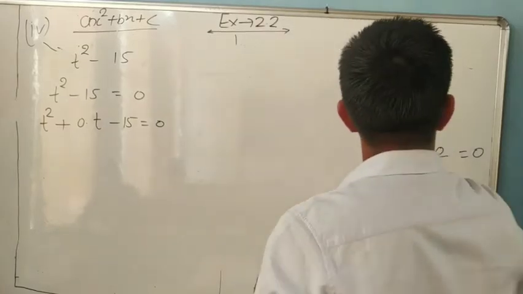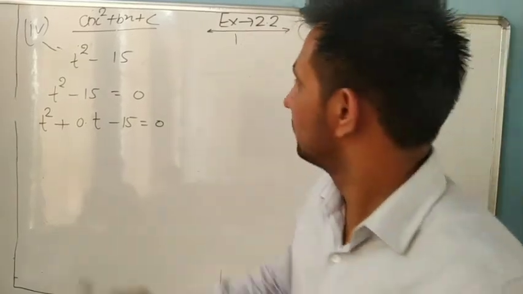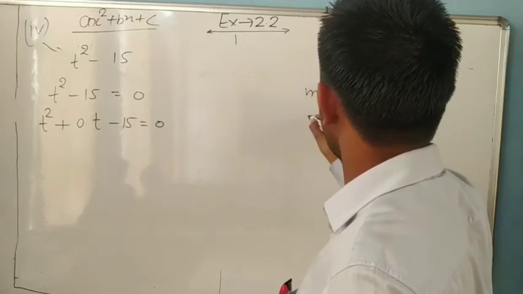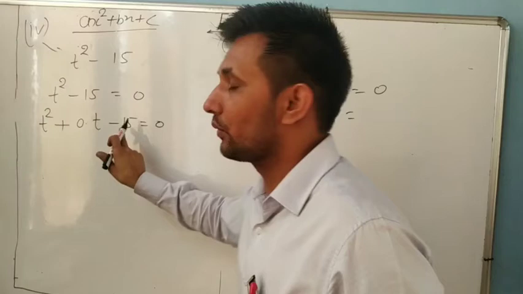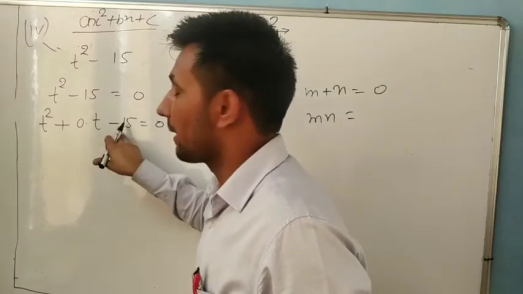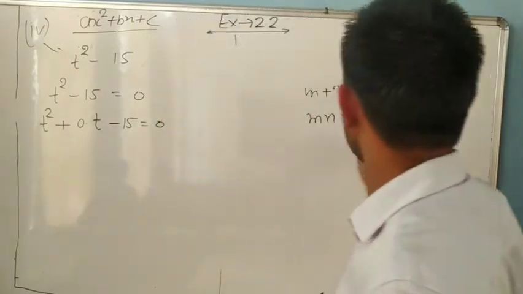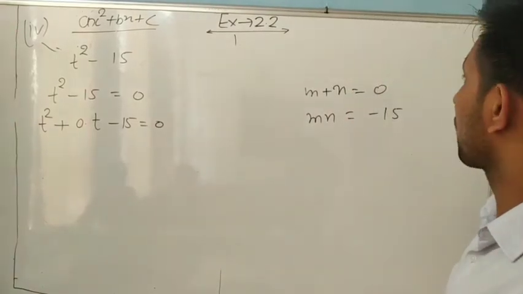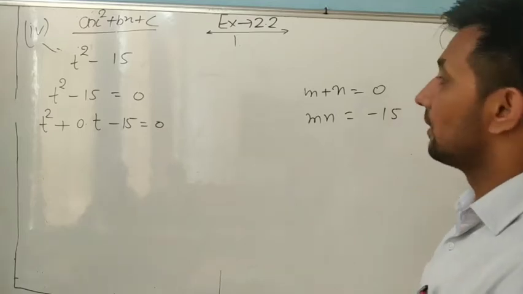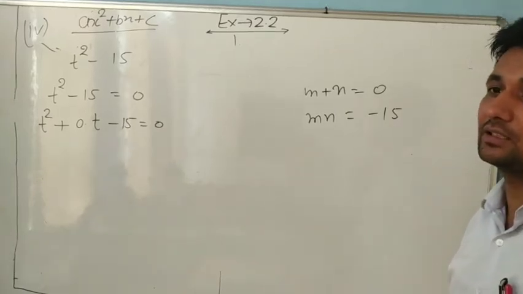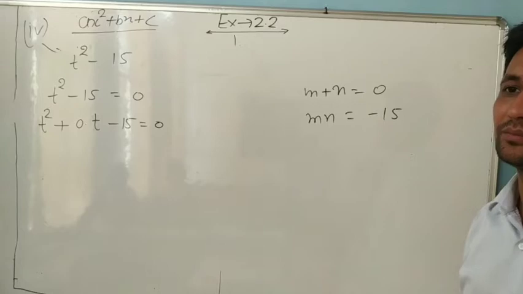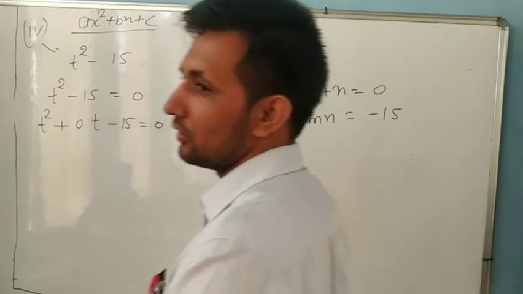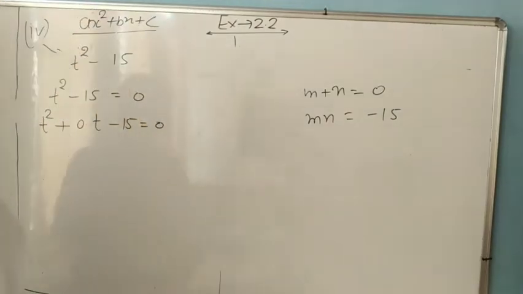Now what will we do? Split the middle term whose sum is 0, m plus n equal to 0, and m into n is first and last, minus 15 into 1, which is minus 15. So you have to think of two numbers whose product is minus 15 and sum is 0. What are these numbers? Do you know? Here it may become difficult.